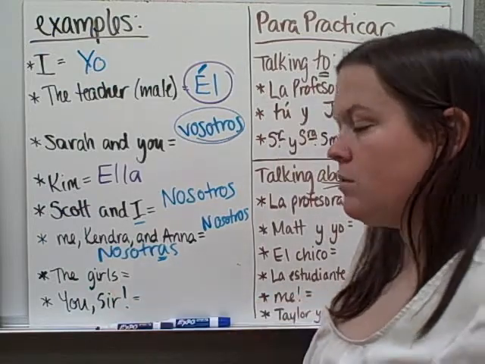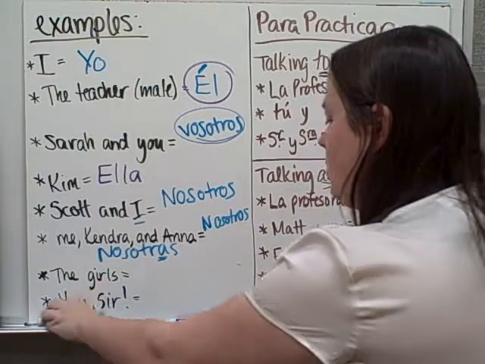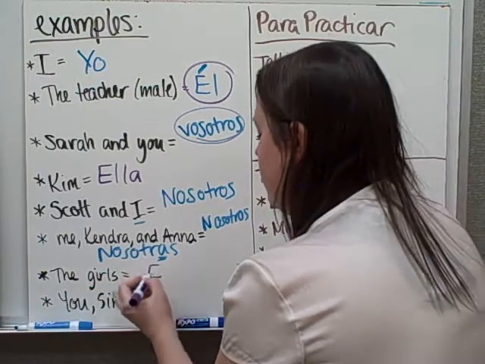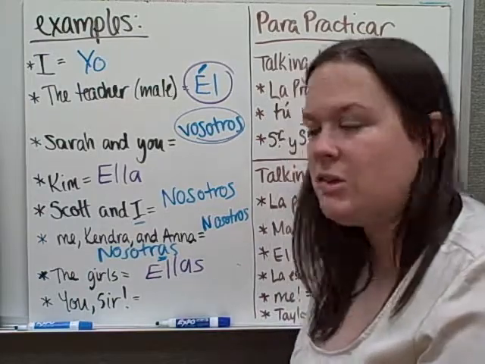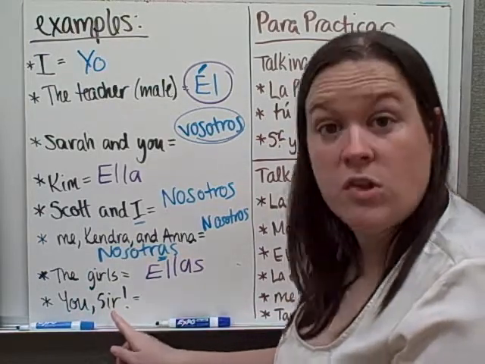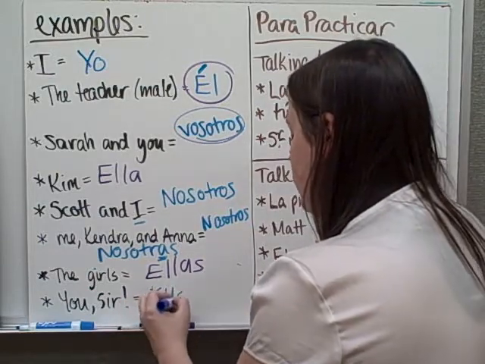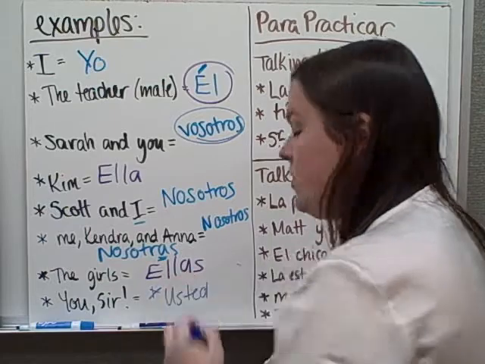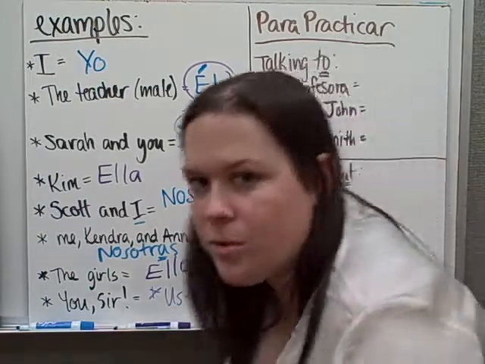The girls, so the girls is plural, and it's they. So they girls is going to be ella, plural makes ellas. And talking to you a little more formally, because you're saying sir, is going to be usted. So remember, that's just a little more formal way to say you, you formal.